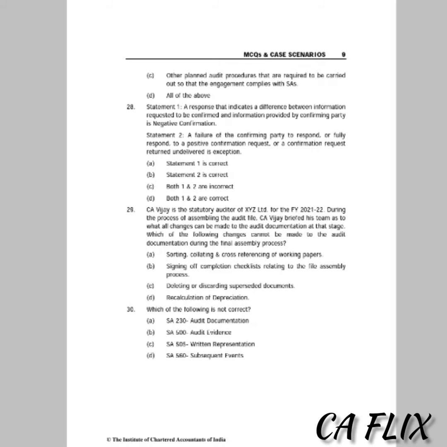Question 28. Statement 1. A response that indicates a difference between information requested to be confirmed and information provided by the confirming party is negative confirmation. Statement 2. A failure of a confirming party to respond or fully respond to a positive confirmation request, or a confirmation request returned undelivered, is an exception. Option A, statement 1 is correct. Option B, statement 2 is correct. Option C, both the statements are correct. Option D, both the statements are incorrect.